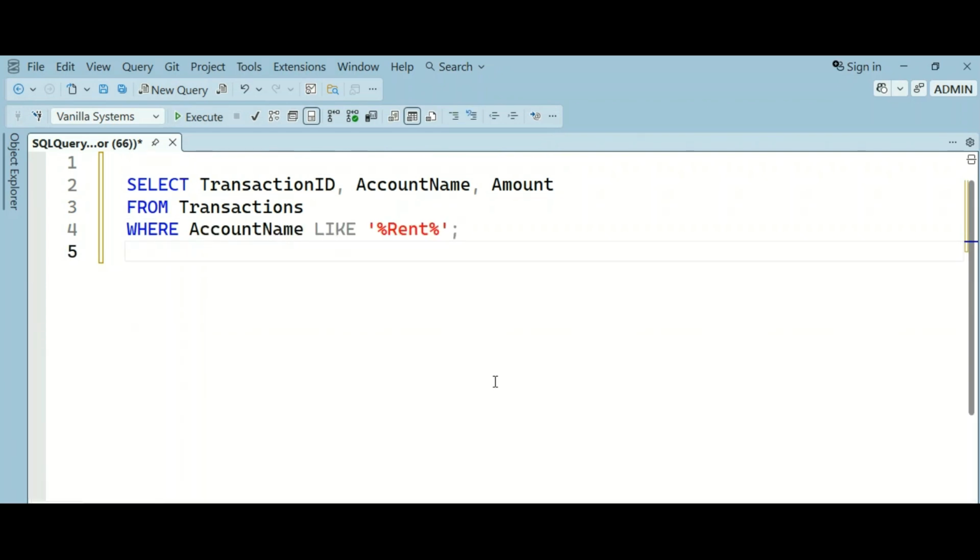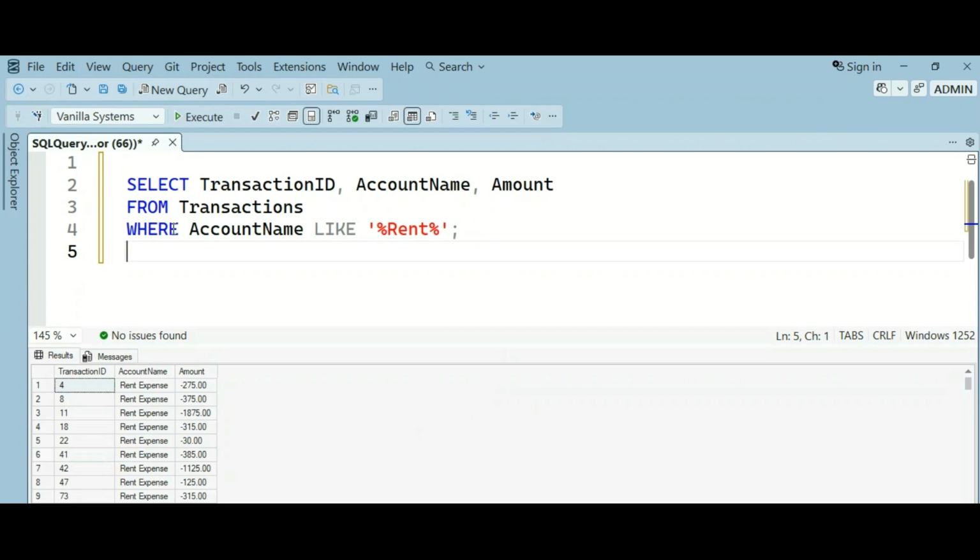This query uses pattern matching with LIKE to find transactions containing rent.